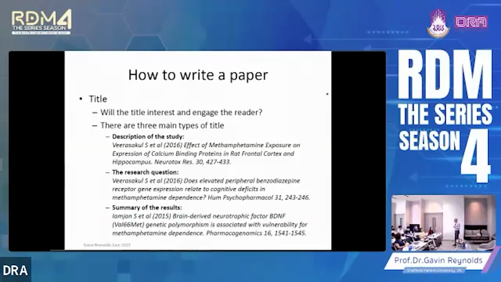There is a research question, which is perhaps rarer, but can be useful if the results are not always as clear as you might want them to be, or the conclusion isn't absolutely clear. So here we've got the question whether elevated receptor gene expression relates to cognitive deficits. And the other way of having a title is to summarize the results. In other words, you include the results there. So here we've got brain-derived neurotrophic factor genetic polymorphism is associated with vulnerability to meth dependence. So there we've got the results very clear in the title. And that's probably the most attractive of these titles because it's telling us what the answer is. Okay.